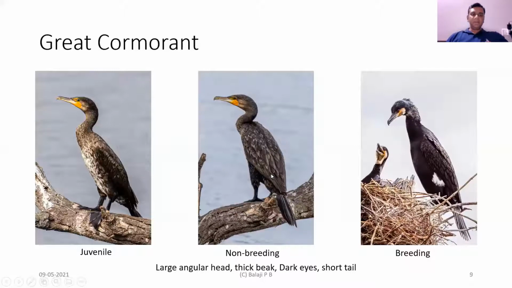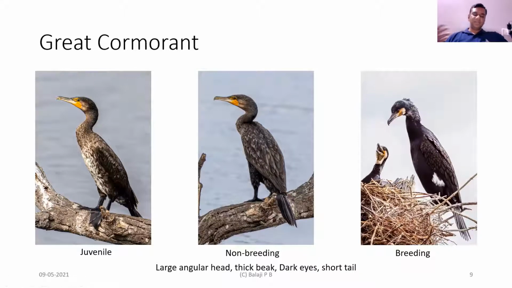So coming to the great cormorant, what you have is the juvenile, the non-breeding and the breeding plumage. You have a fairly large head. It also looks very angular with respect to the beak. It has a very thick beak, and it has dark eyes. It has a short tail in proportion to the body.